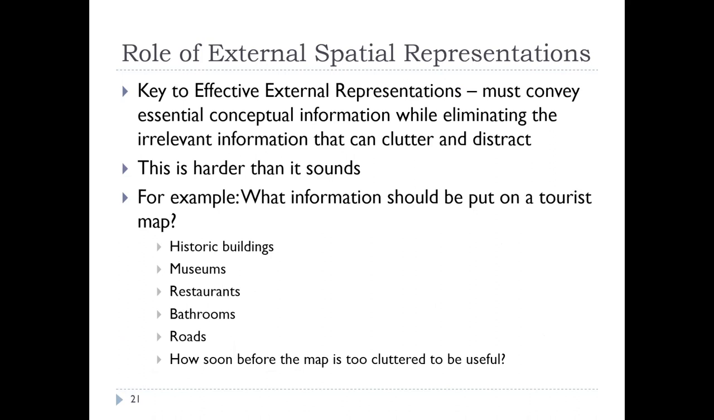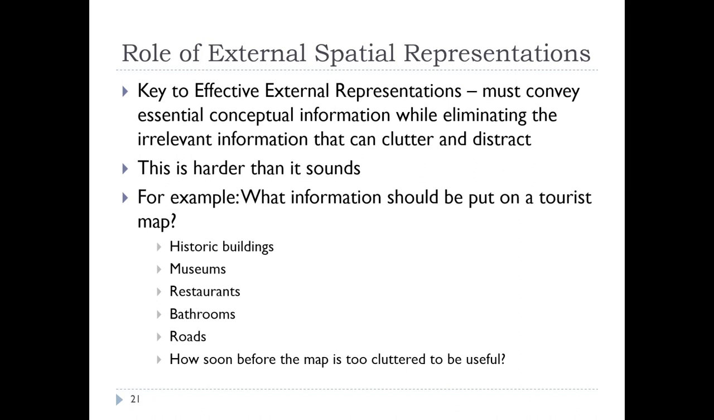Okay, what about the role of external spatial representations? What's key with this? How do we make effective external representations? Well, they must convey really important conceptual information while getting rid of the irrelevant clutter and things that distract us, right? So these representations have to be precise without causing us to have so much information that we get cluttered or distracted. And that's a lot harder than it sounds.